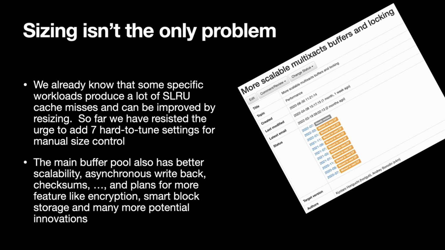The main buffer pool is also a point of integration for all kinds of future development plans involving encryption, asynchronous I/O, even existing things like checksums for all the data in the database don't work in the SLRU buffers right now. And that's because it's a separate implementation. So it's not just the size that I'm worried about. It's also integration with current and future plans for Postgres development.